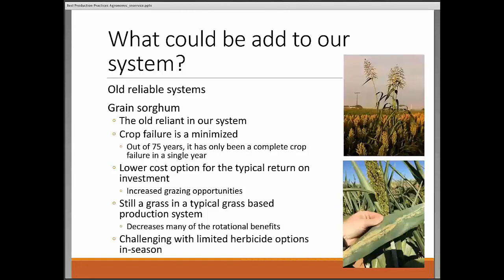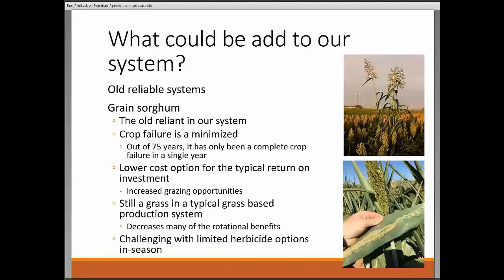It's also one of the lowest cost options for typical return on investment. Seed is cheap. We need a little bit of fertilizer. In-season management is cheap. Risk is cheap. Labor is cheap. So we have a low cost option where typically we'll be able to harvest a crop that can get you a pretty good return on investment.